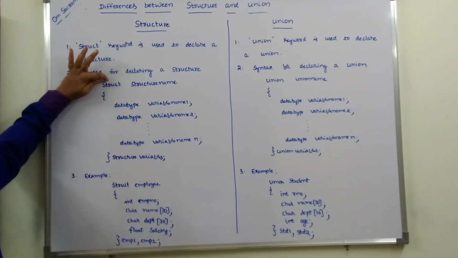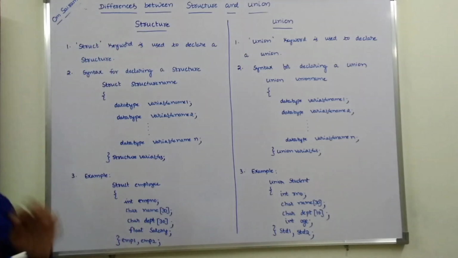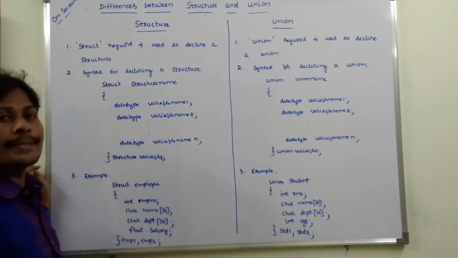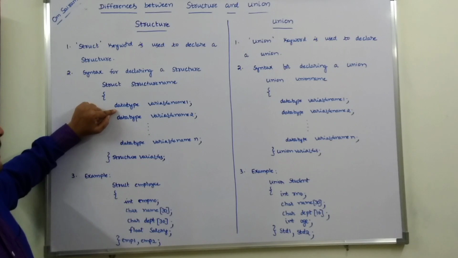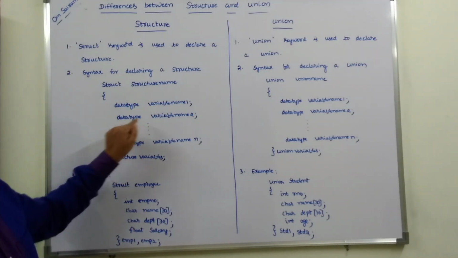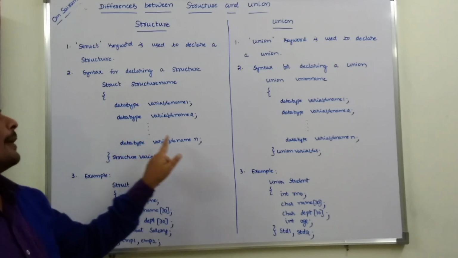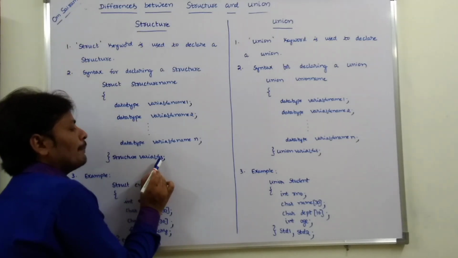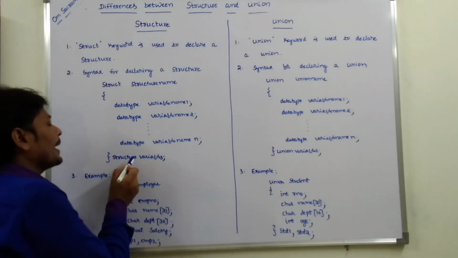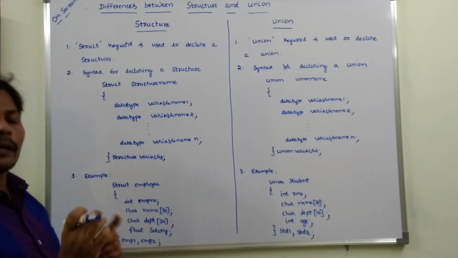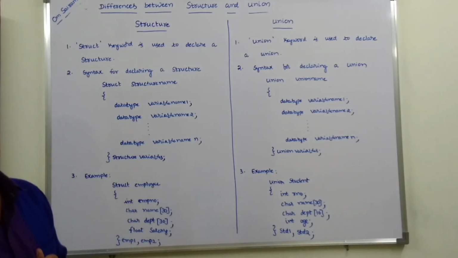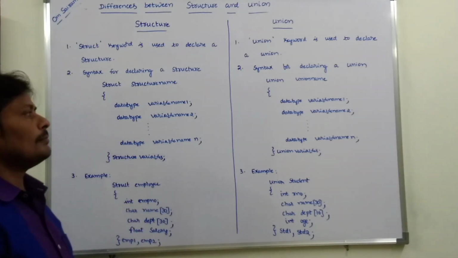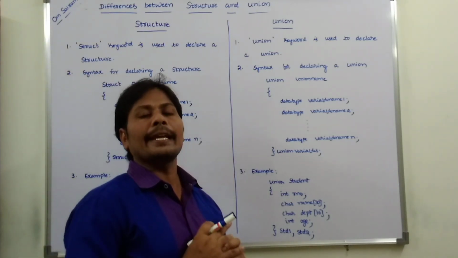Here struct is the keyword, structure name is the name of the structure you want. These are called the members of the structure: data type variable name 1, data type variable name 2, up to data type variable name n. Then brace close, structure variables, semicolon. We can declare only one structure variable, or more than one. Here the semicolon is compulsory.